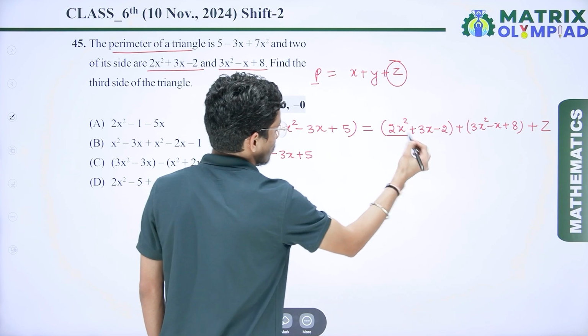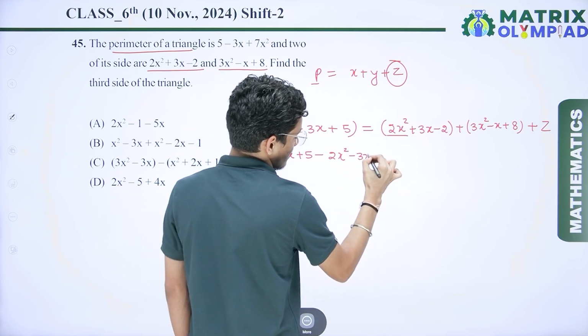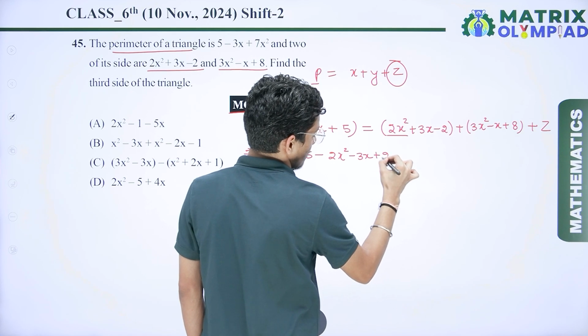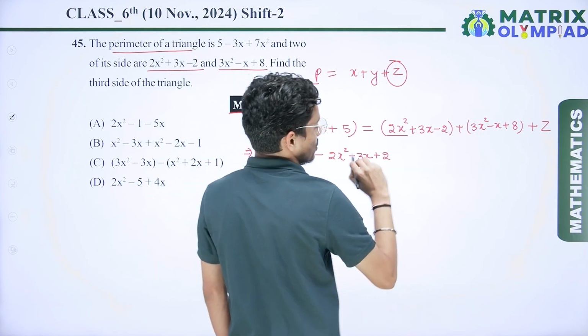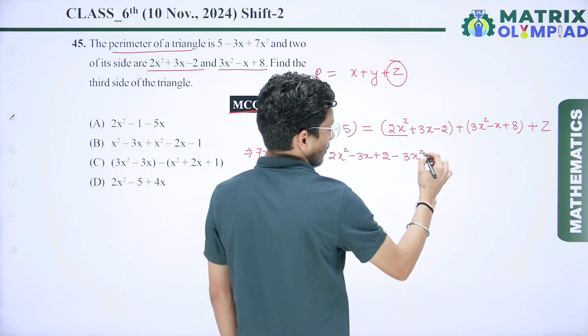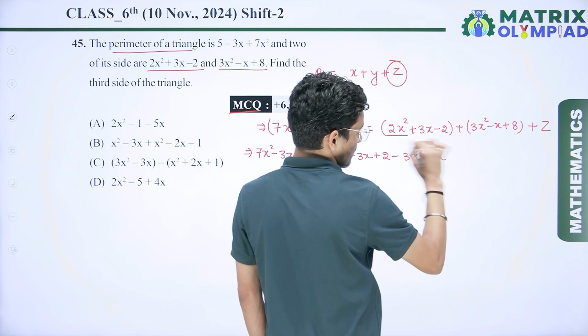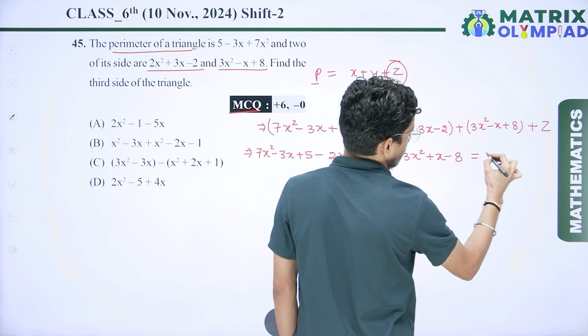If I transfer 2x square here, I get minus 2x square, minus 3x, and if I transfer this here, I get plus 2. Minus 3x square, if I transfer here again, then I get minus 3x square, and here plus x, and if I transfer this, I get minus 8 is equal to z.